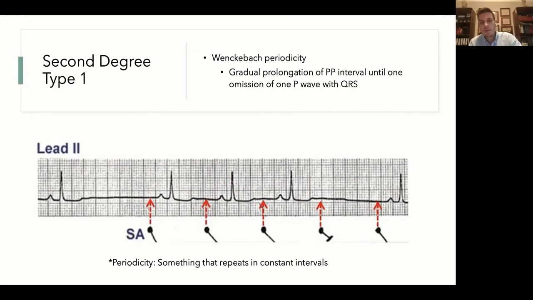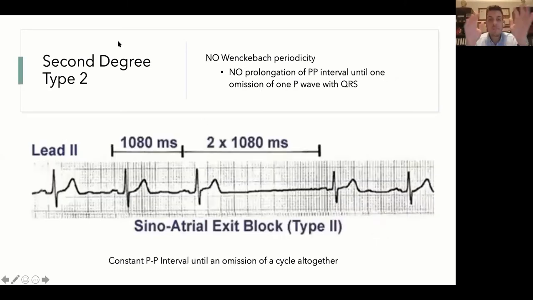So gradual prolongation, and then you stop having a cycle. Now, this was with the Wenckebach phenomenon. Okay. Now, second degree type 2, we will have the same effect, but without the prolongation from cycle to cycle. So the interval between P and P wave will be constant, and then you will have a place where it stops firing at one stage, okay? So it fires, and then it doesn't. And this happens constantly, okay?